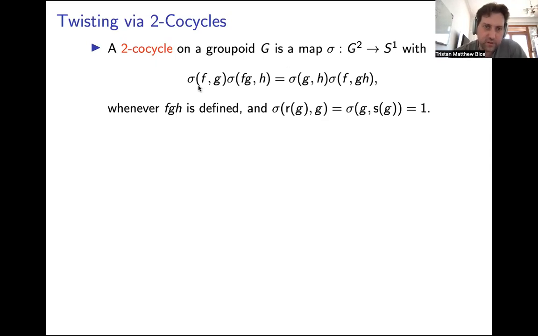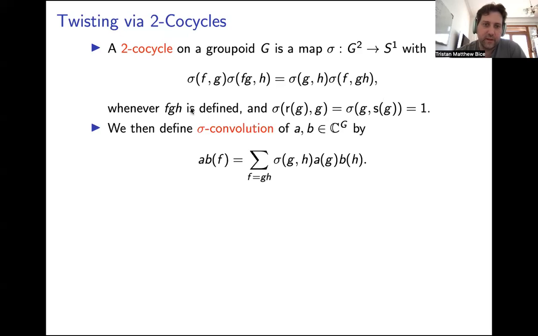It's a 2-cocycle if it satisfies this specific identity for any f, g, h such that fgh is a well-defined product, together with this non-triviality condition that sigma(r(g), g) and sigma(g, s(g)) have to be equal to 1. If you have such a 2-cocycle, then you can define a kind of twisted convolution. Again, you're looking at just the usual complex valued functions on your étale groupoid, but instead of just taking the sum of these products, you add in this little extra factor, sigma(g, h).